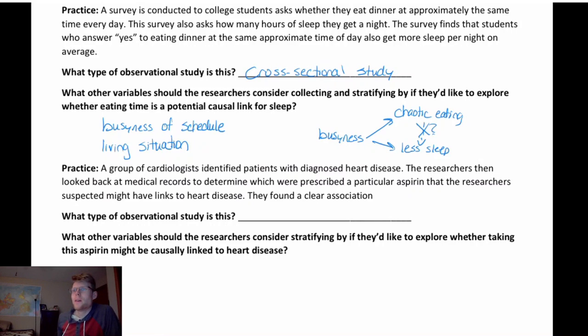Okay, so here the researchers are first identifying a result. They're looking at people with heart disease. Then they're looking back at medical records to try to determine what these people have in common. So, what is it about people who have heart disease? What might they have done that could have caused that? So this is a case control study, because what we're doing is starting with the result, starting with the response, and then we're looking back for a possible cause after the fact.